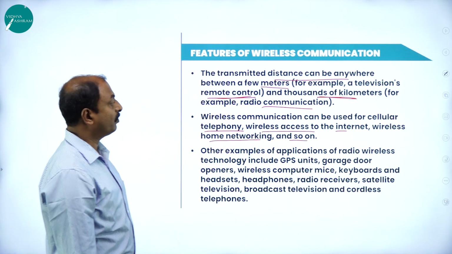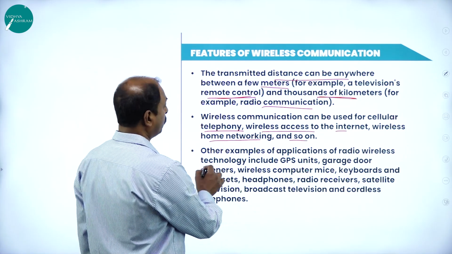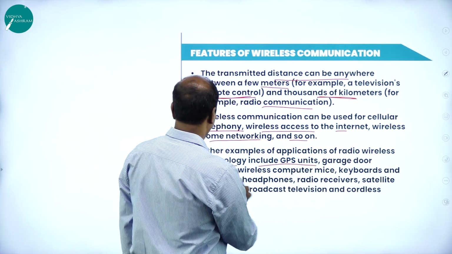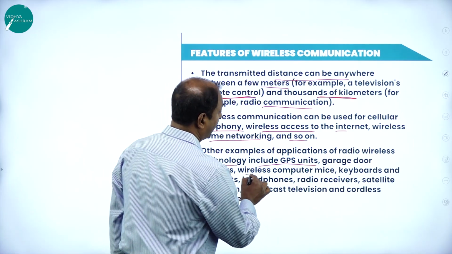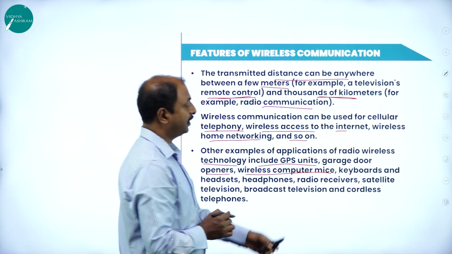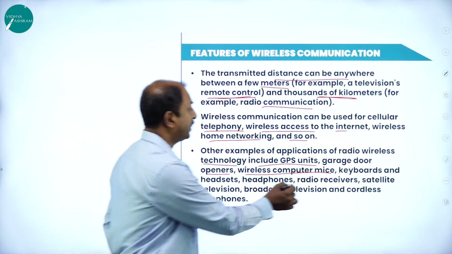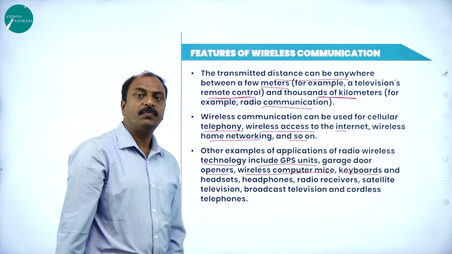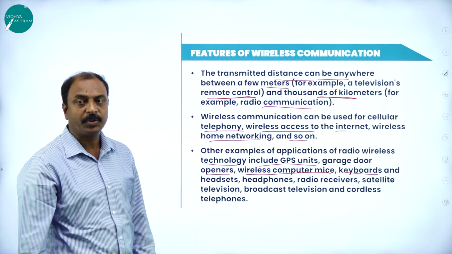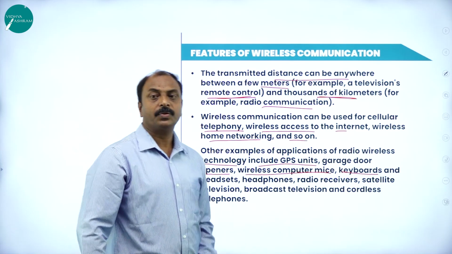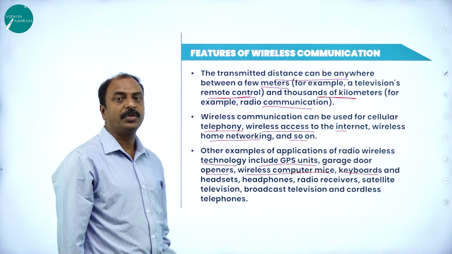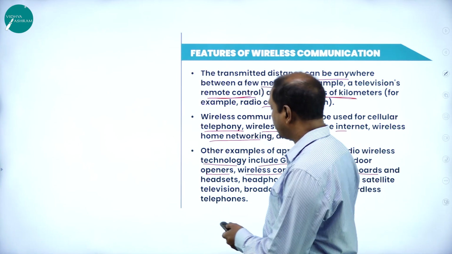Other examples of applications of radio wireless technology include GPS units, garage door openers, wireless computer mice, wireless keyboards, and so on. All these are different examples of computer peripherals or devices used for wireless communication. Now let us see the next slide.